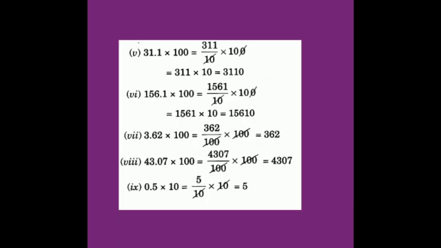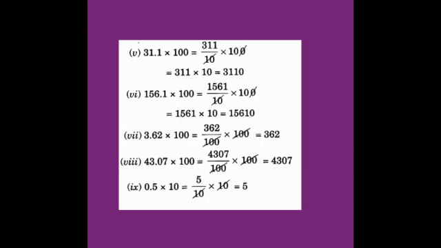Sixth subdivision, 156.1 into 100. 156.1 can be written as 1561 divided by 10. That should be multiplied with 100. Since 0 and 0 get cancelled, now 1561 into 10 is equal to 15,610. Otherwise, if we are multiplying 156.1 into 100, we have to shift the decimal point 2 places to the right, so that we got 15,610.